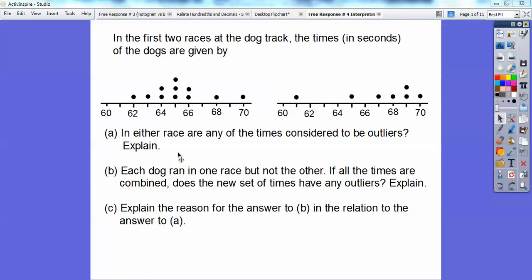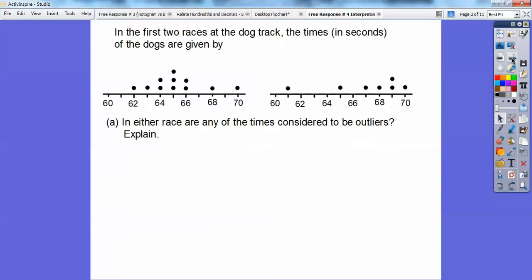So we'll explain that, you guys. We'll calculate those. Part B says each dog ran in one race but not the other, so if we combined all the times, does the new set of times have any outliers? We'll explain that also, and then we're going to explain the answers to A and B. So let's go ahead and see if there's any outliers, you guys.